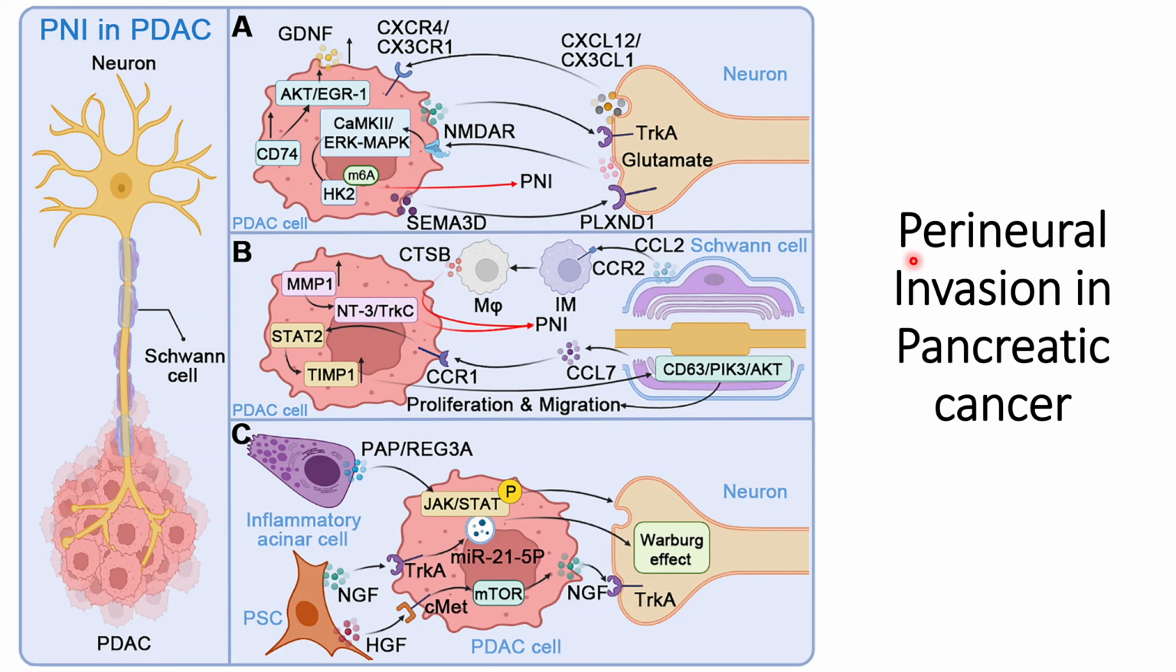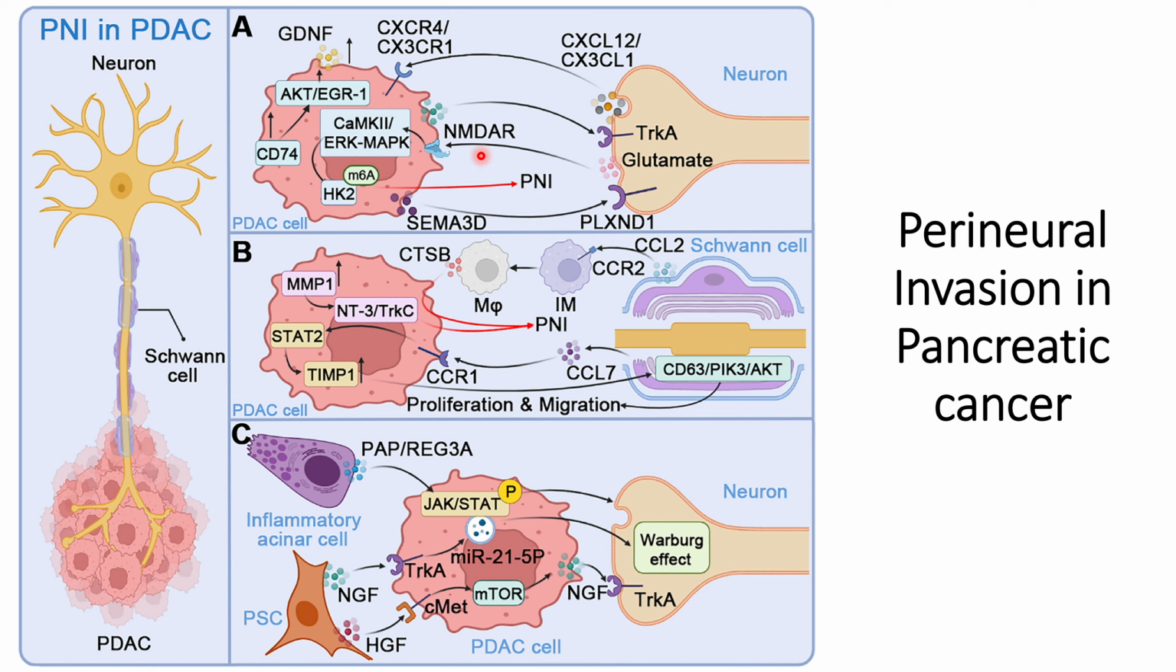Today we will discuss perineural invasion in pancreatic cancer. This is a brief overview of how perineural invasion occurs, that is, how pancreatic cancers spread or migrate through the nerves. We will divide this discussion into three sections, represented by three different panels. We will start with panel A.